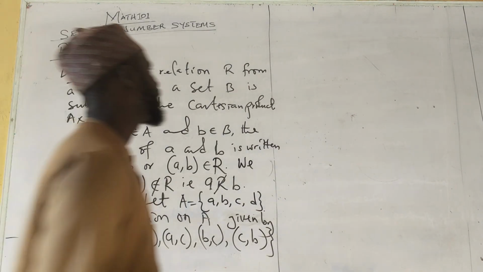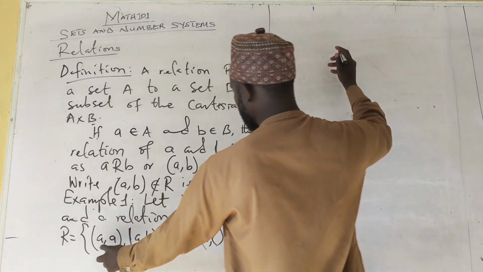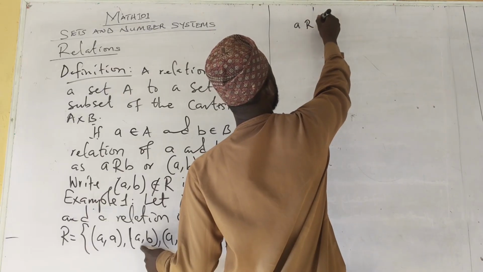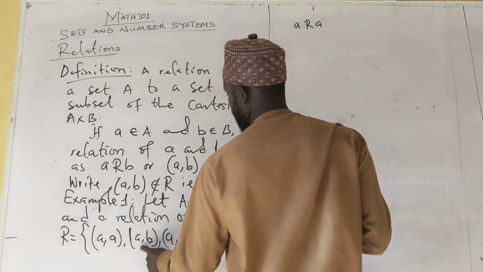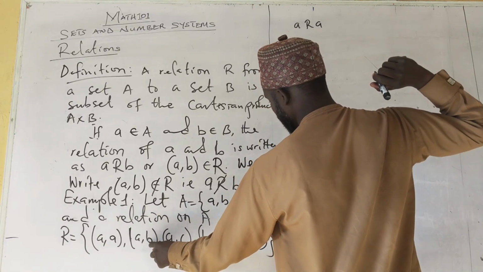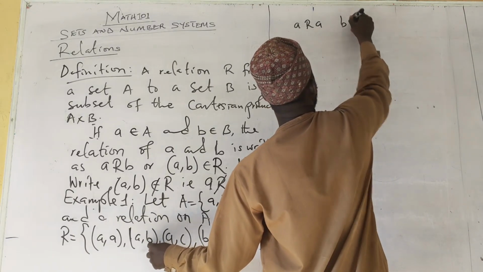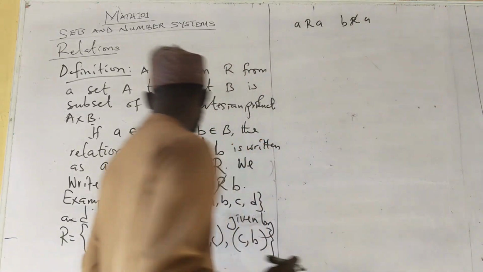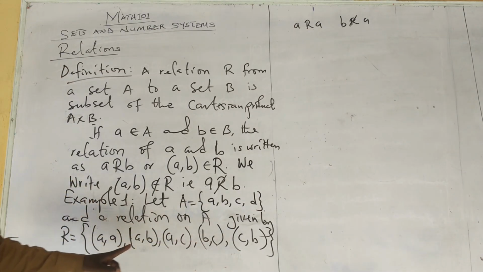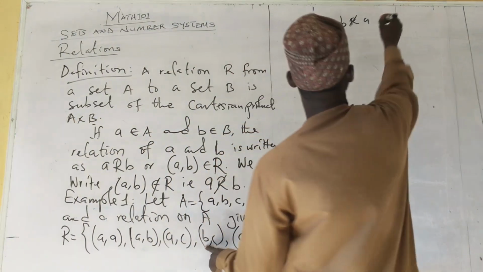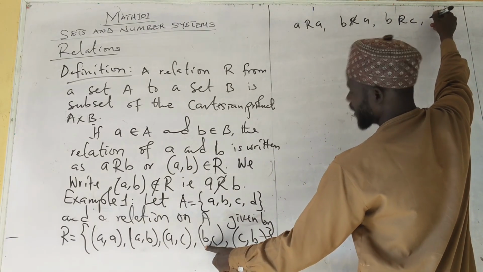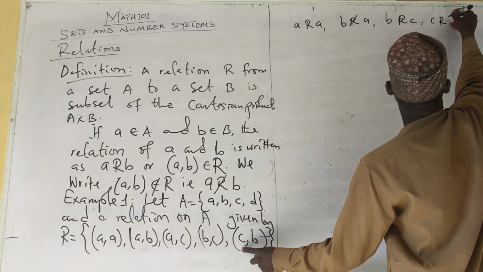From this relation, because (a, a) is in R, we say a is related to a. We also write that a is related to b. But b is not related to a in this relation. a is related to b, but you can see b is not related to a anywhere. We can also see that b is related to c, and c is also related to b under this relation.